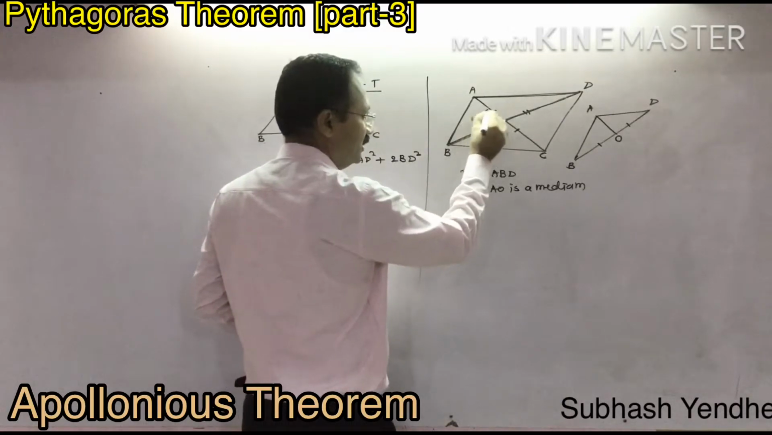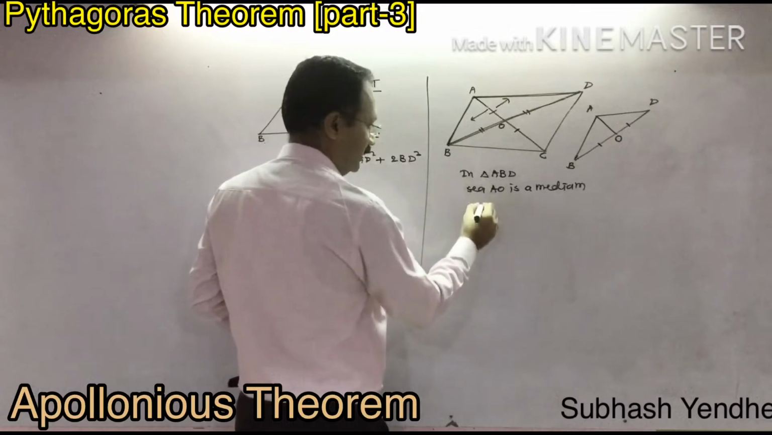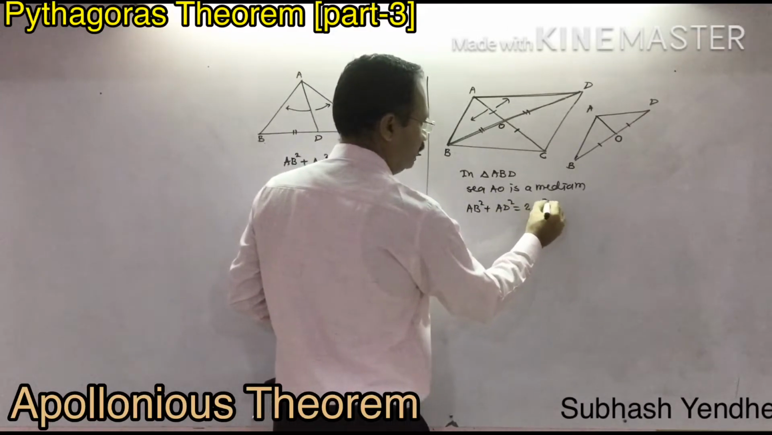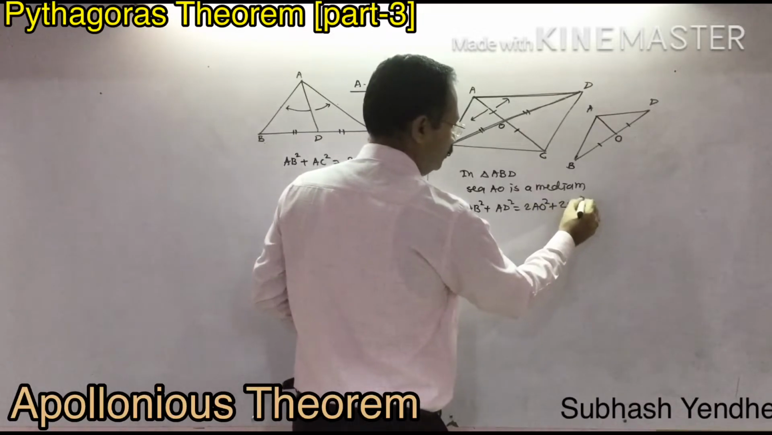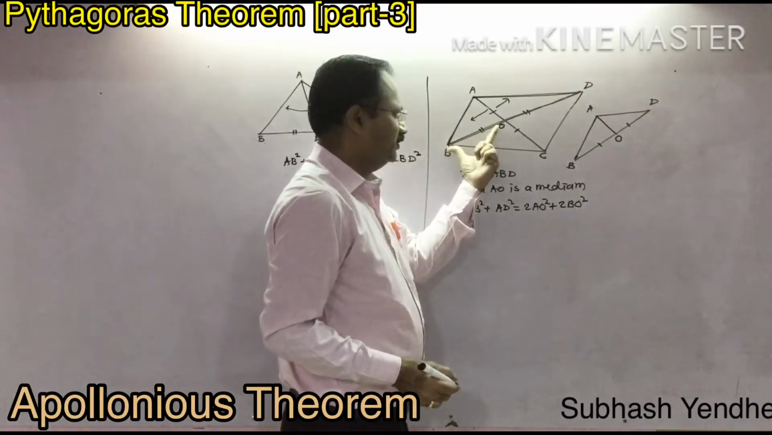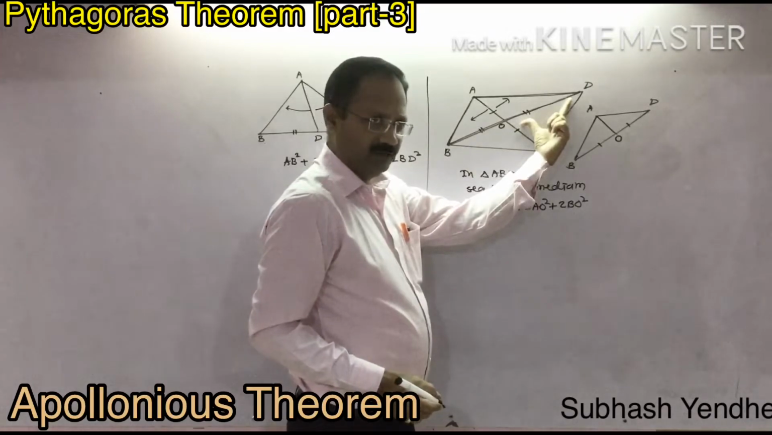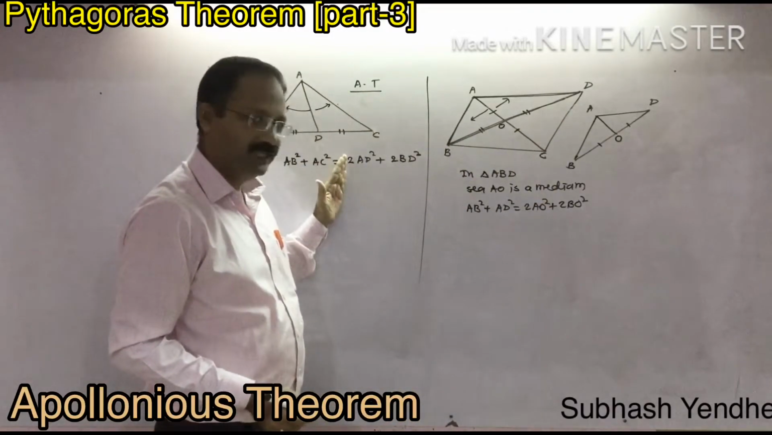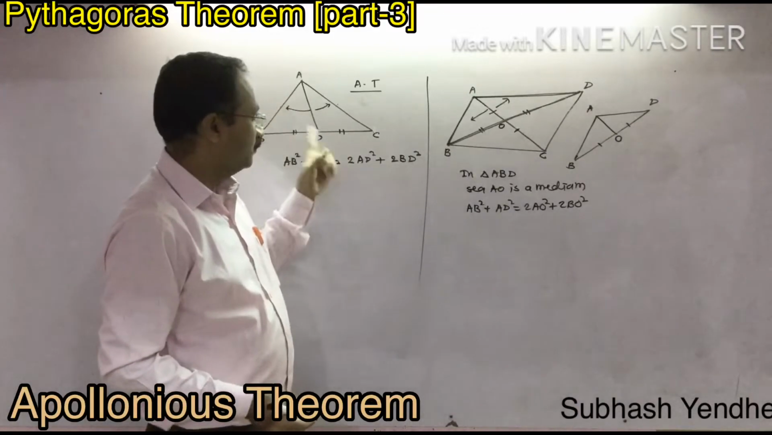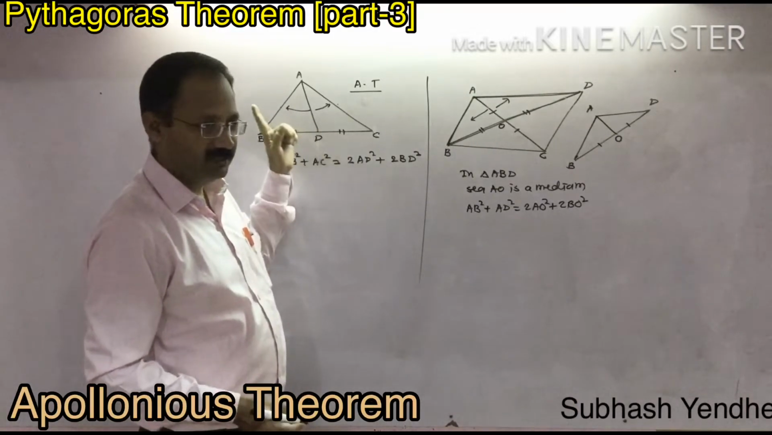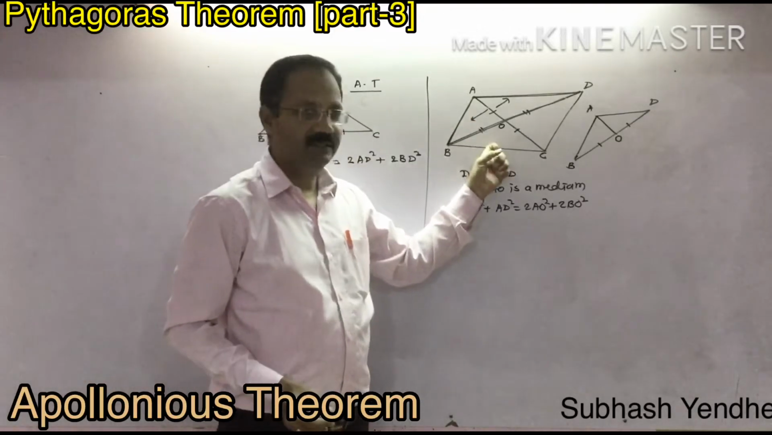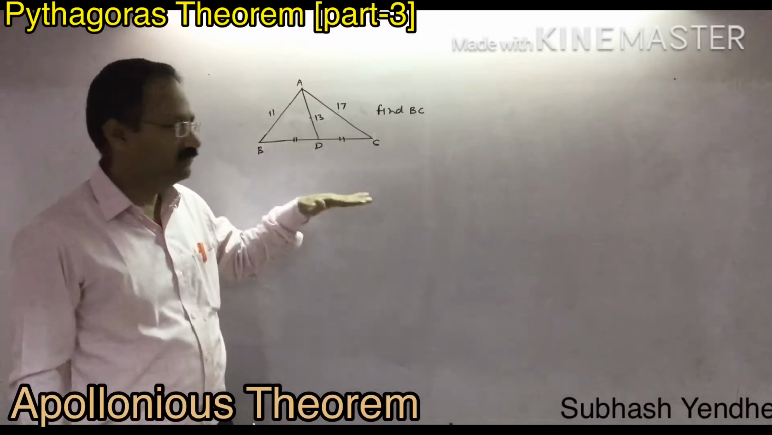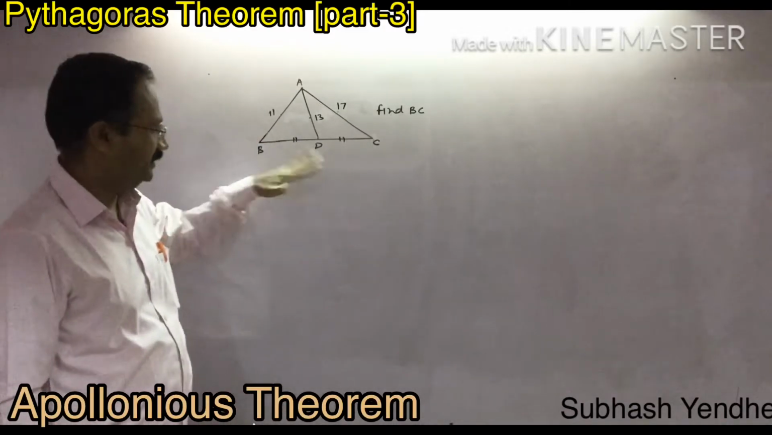Again, the sides which are related to the median are AB square plus AD square equal to 2AO square plus 2BO square. Instead of BO, you can write it OD also. And this is an application of Apollonius theorem. Remember, Apollonius theorem will come if the midpoint or the median is given, either in parallelogram. Let's see the sum which are related to Apollonius theorem.